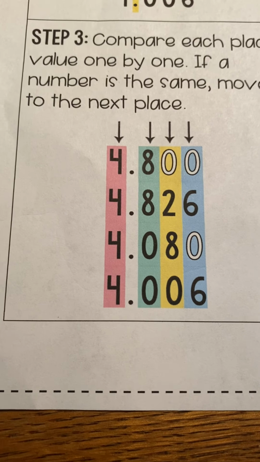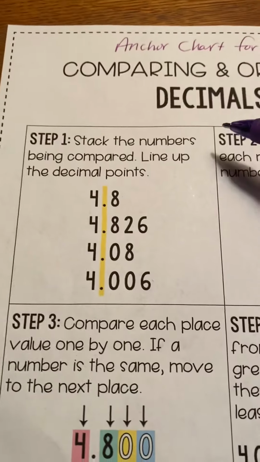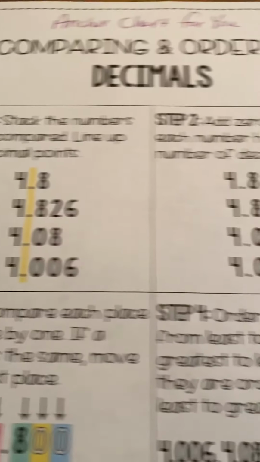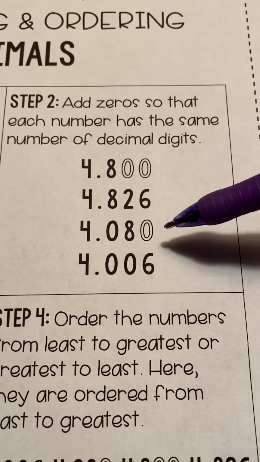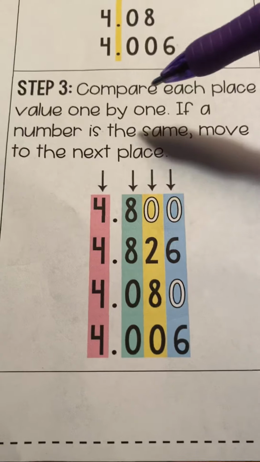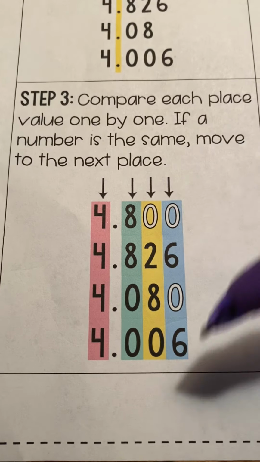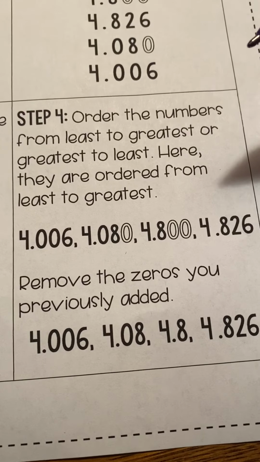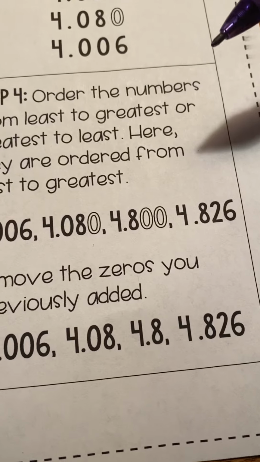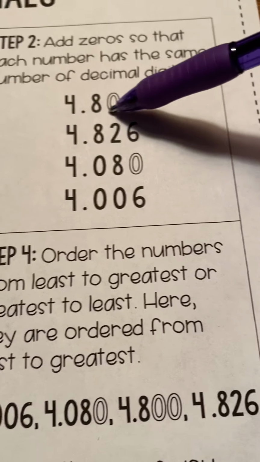All right, so that's what this whole anchor chart shows you. Line everybody up on the decimal, throw in zeros to make all your numbers equal with each other as far as the number of digits that they have, and then start comparing. Start with where you have numbers first and see who's bigger, see who's smaller. And then that's what step 4 says. Then you just order them from there. Now, the one thing that you don't do when you're putting them back in order, you don't rewrite like 4.800.